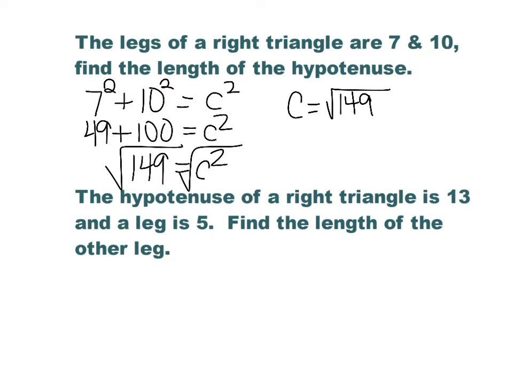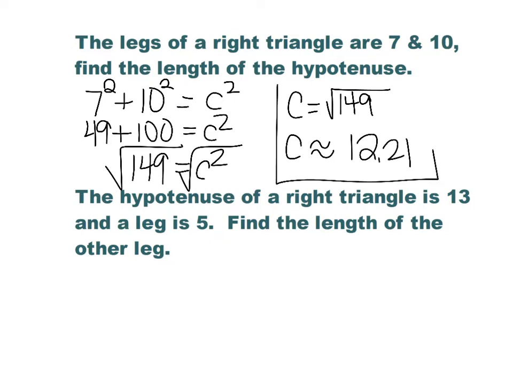But then the other thing that you can do is approximate that on your calculator. So I'm going to do the square root of 149, and I got 12.21. So if it asks for a decimal approximation, that little wavy line means approximately 12.21. So either one of those are potential answers. Okay, so now let's try this another way. That's just your basic look for the hypotenuse.